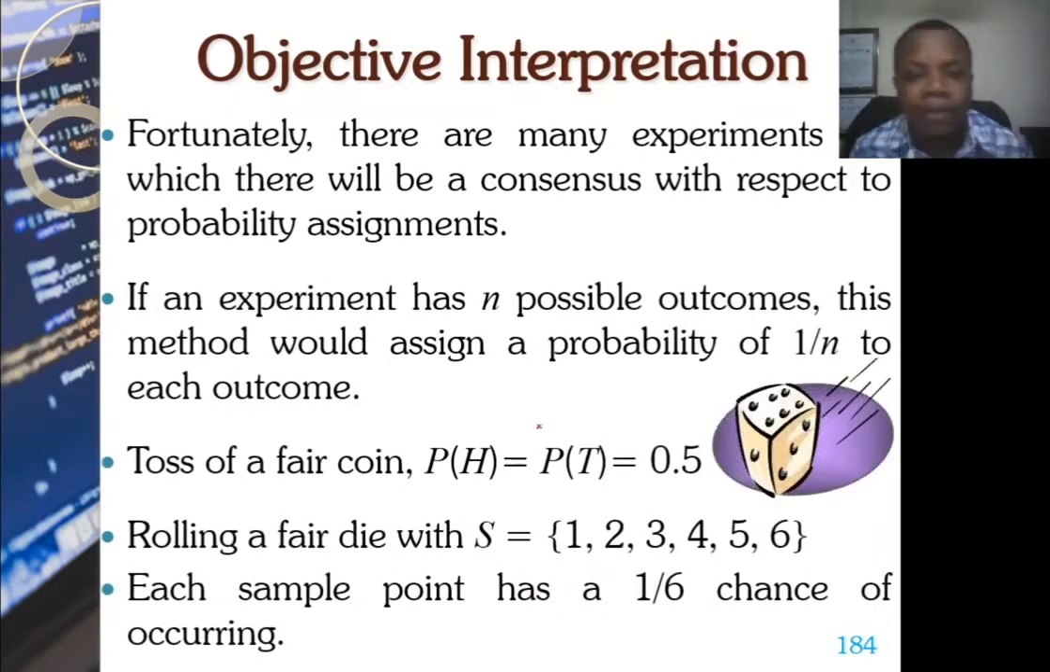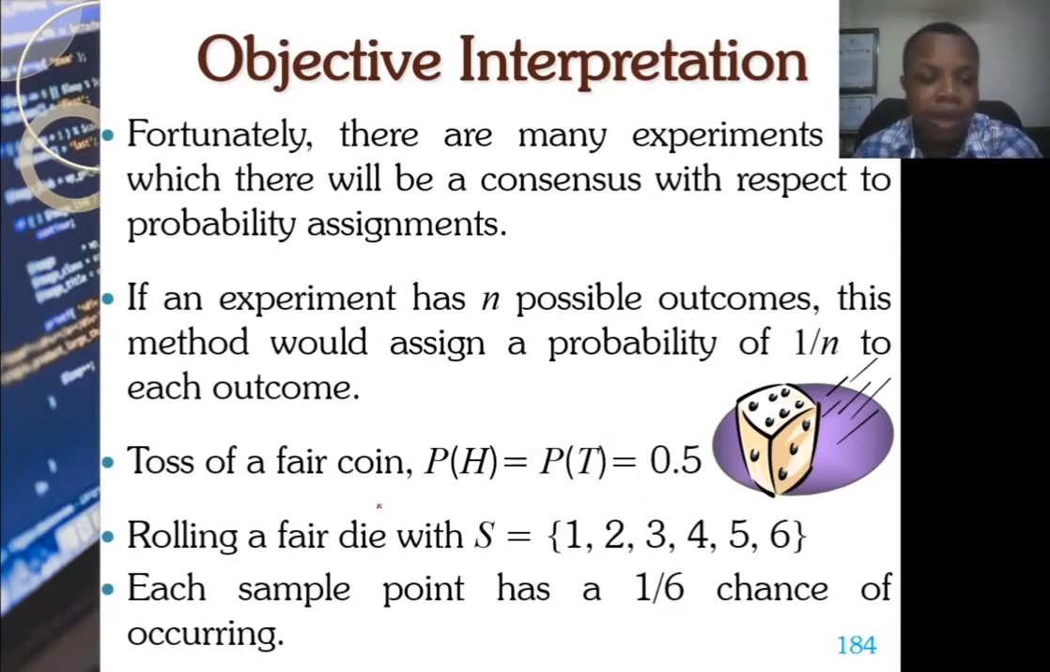Now, fortunately, there are so many experiments that we could also think of in which their limiting probabilities could just be estimated. And for these probabilities, we know the outcomes already because they are easy to repeat and all that. So if an experiment has n possible outcomes, this method will assign 1 on n to each outcome. For instance, if you toss a coin, for every coin, either we are going to have a head or a tail. So the probability of a head, because we are having two outcomes, each of them is just going to get 1 over 2, giving us 0.5.